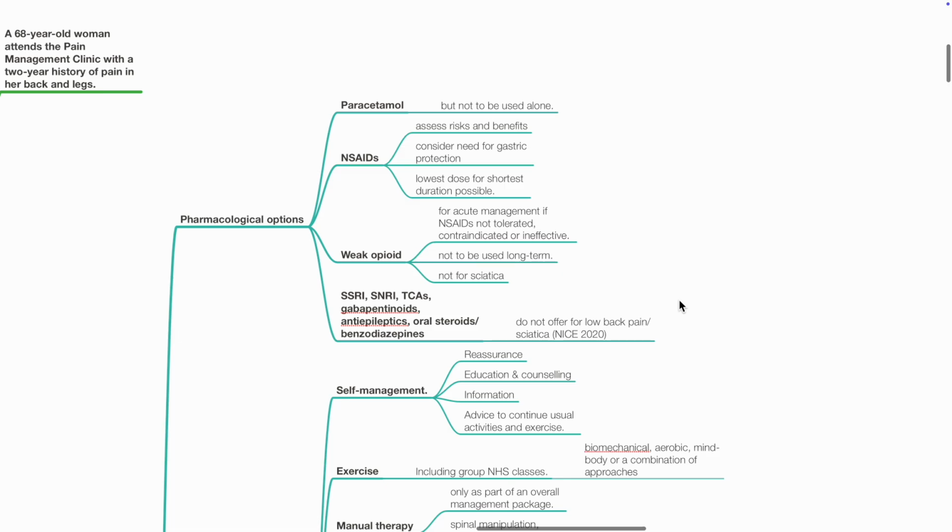According to NICE Guidelines 2020, do not offer the following for low back pain or sciatica: SSRIs, SNRIs, tricyclic antidepressants, gabapentinoids, antiepileptics, oral steroids, and benzodiazepines.